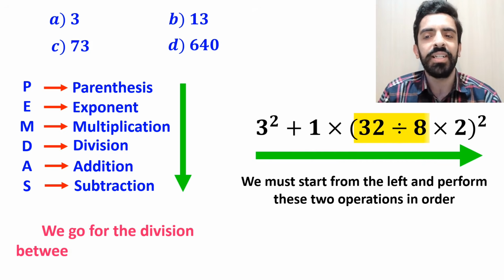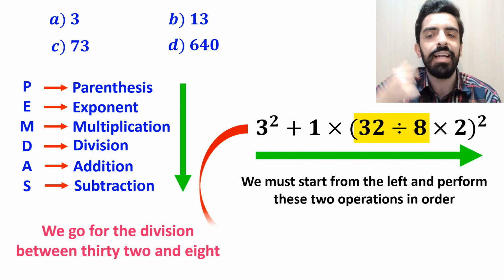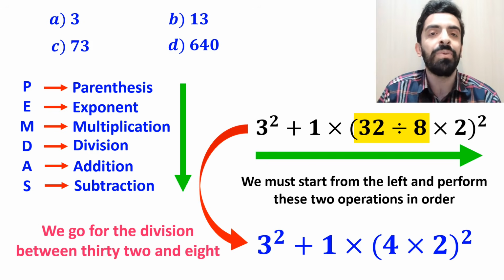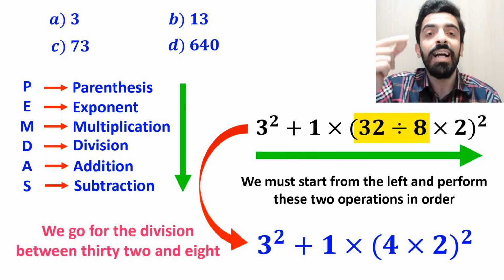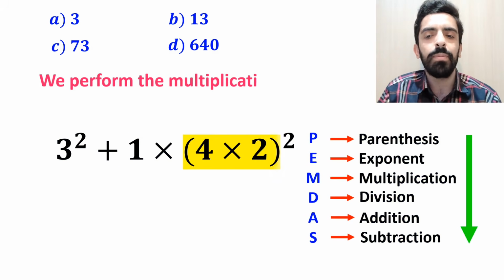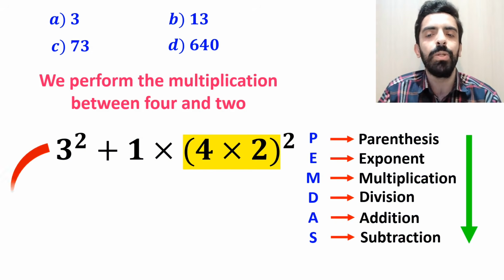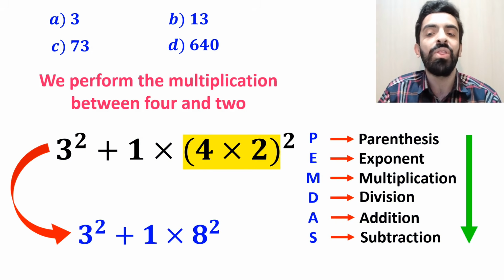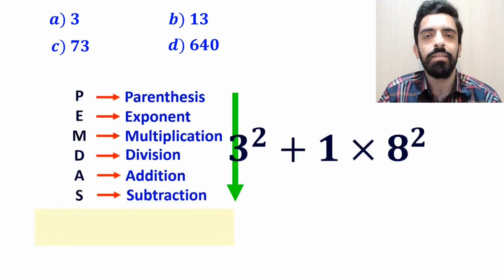So, first we go for the division between 32 and 8 and write this expression as 3 squared plus 1 multiplied by (4 times 2) all squared. In the next step, we perform the multiplication between 4 and 2 and this expression simplified to 3 squared plus 1 multiplied by 8 squared.